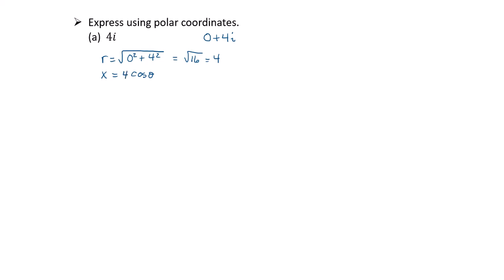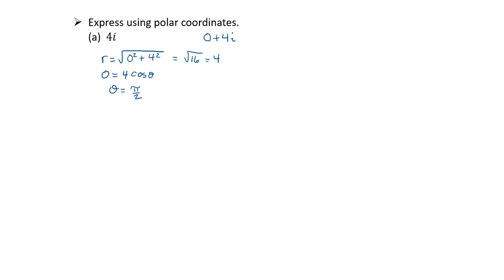And I know that my x is 0. So really I have 0 equals the cosine of theta. This means that my theta is pi over 2.